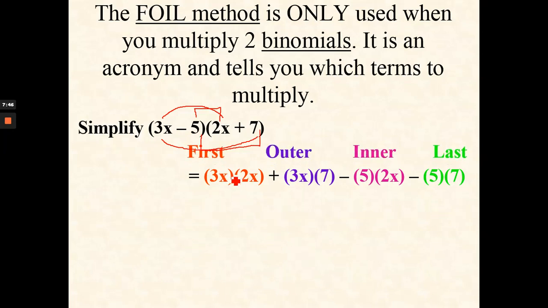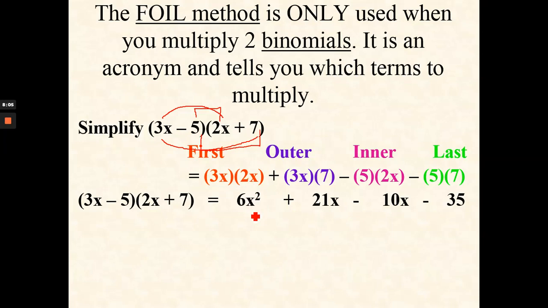So 3x times 2x, that is the first term. Outer, 3x and 7. Inner, we have 5 and 2x. And then the last terms, we have 5 and 7. So we're now going to multiply.